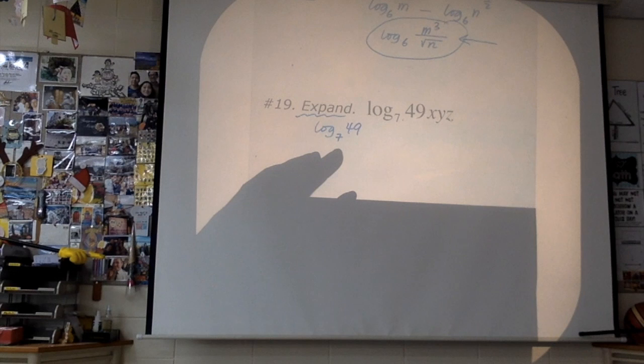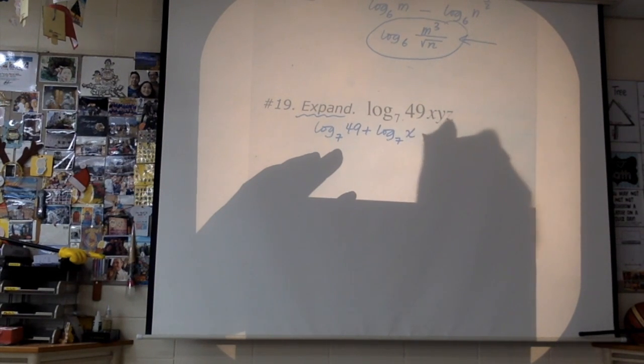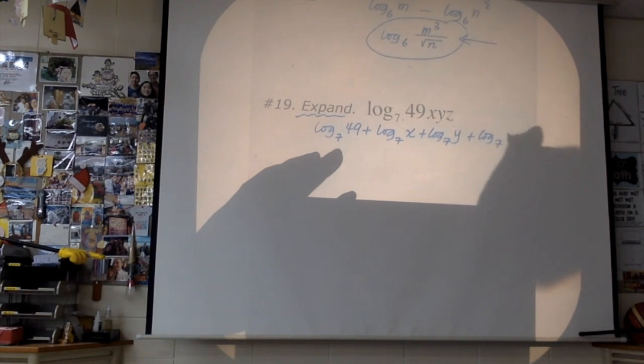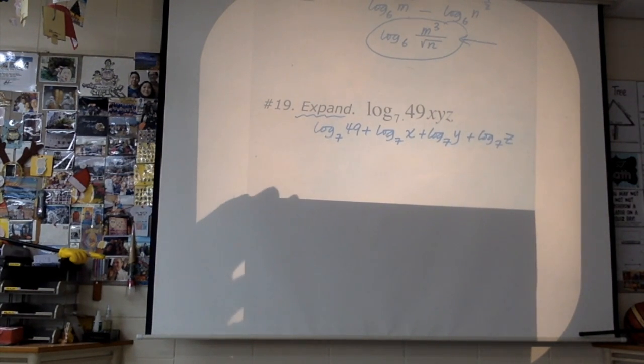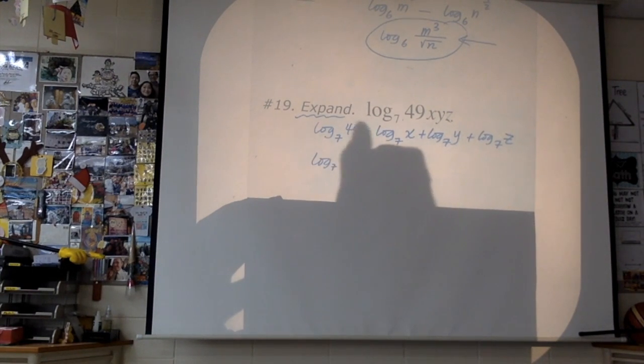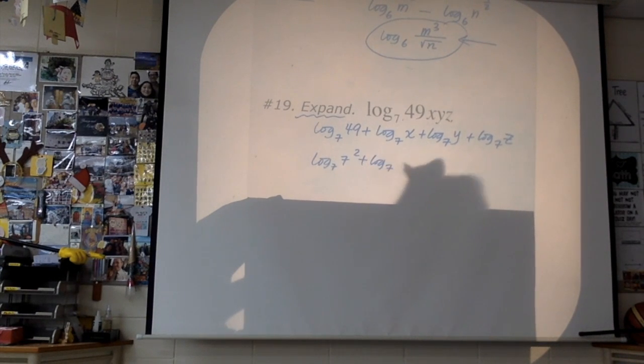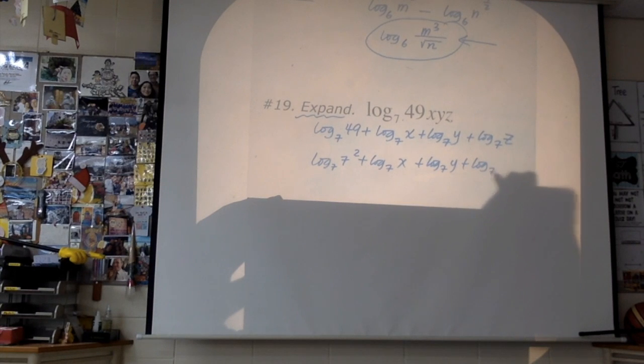It's product rule, right? So I'm going to go plus log base 7 of x plus log base 7 of y plus log base 7 of z. Is that what you had? That's good then. Now here, I want to see if I can simplify this more, and I can. Isn't this actually 7 squared? Plus log base 7 of x plus log base 7 of y plus log base 7 of z.